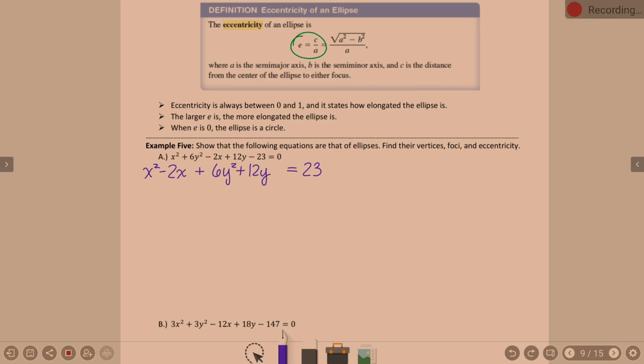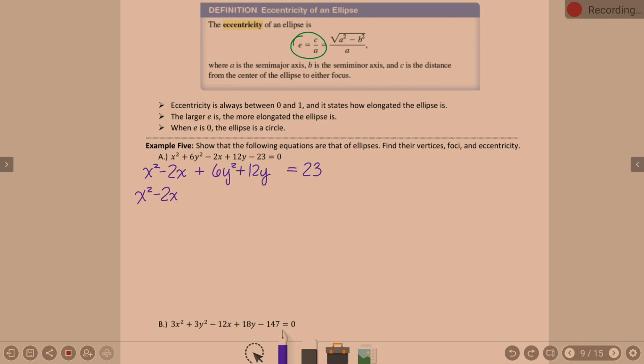Now, here's the deal, guys. Think about the top of those fractions in this standard form. It's x plus or minus a number, quantity squared. It's y plus or minus a number, quantity squared. Folks, we're going to have to complete the square to do this. Now, in order to complete the square, I am going to leave gaps this time. X squared minus 2x, leave a gap.